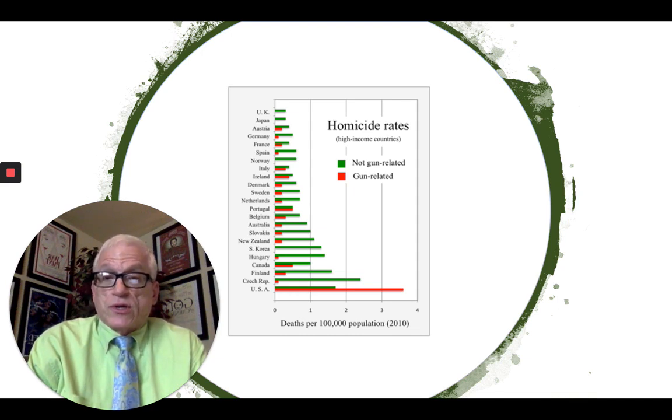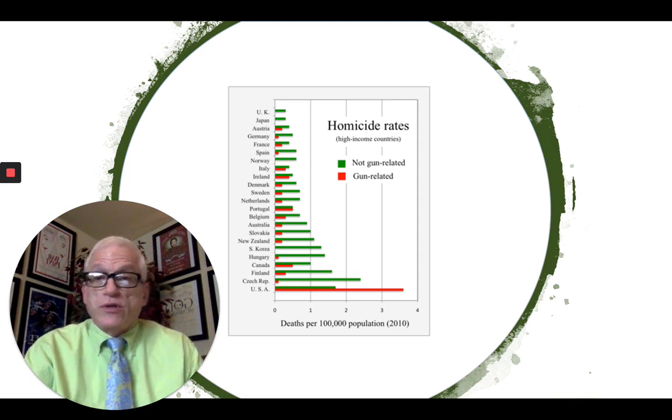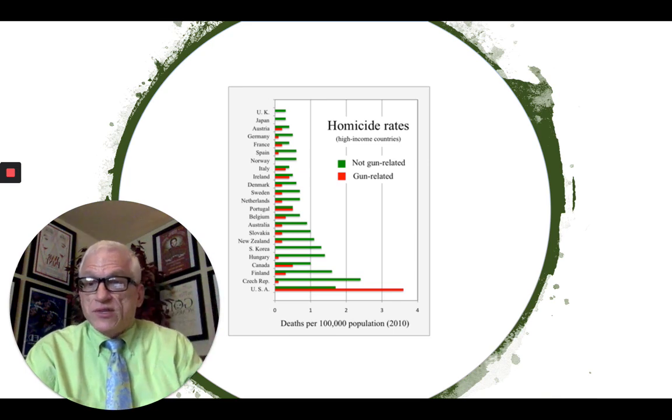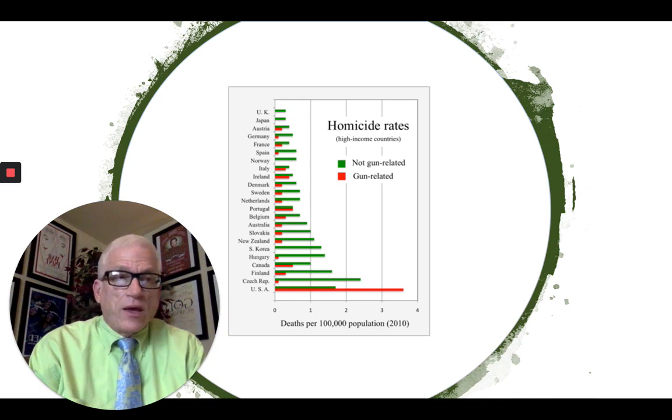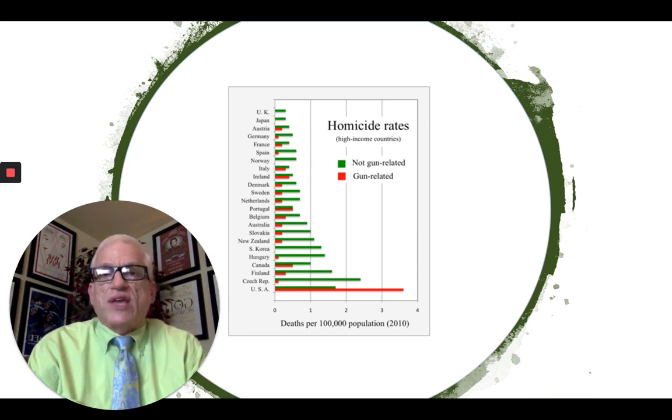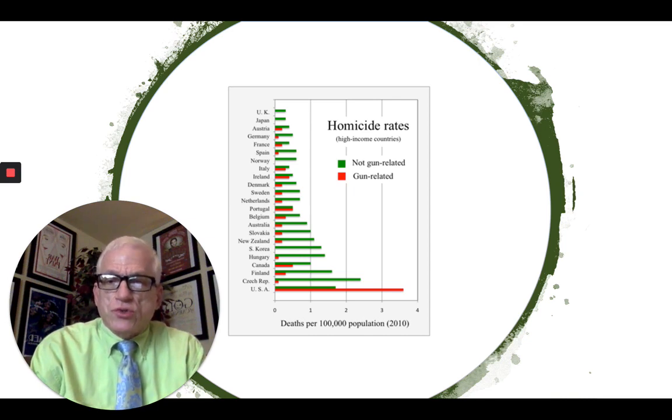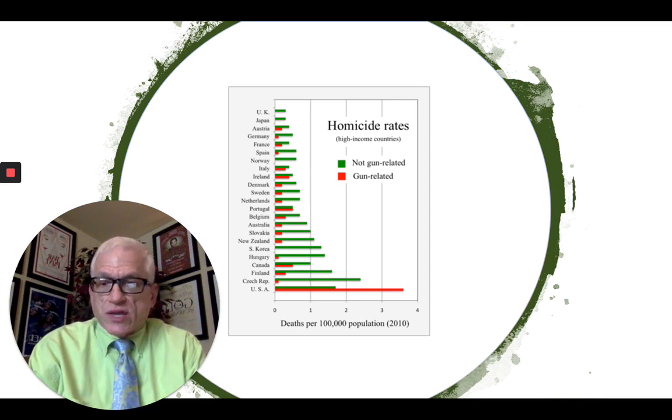We don't have very strict gun control laws, and we have this high number of gun deaths. We should be like these other countries. We need stricter gun control. If we follow the lead of these other countries and impose strict gun control, our gun death rates are going to fall. And on the surface, that sounds like a logical analogy, except there's one glaring difference between the United States and any of those countries on that list, and that is we have a constitutional right to bear arms. We have the Second Amendment.